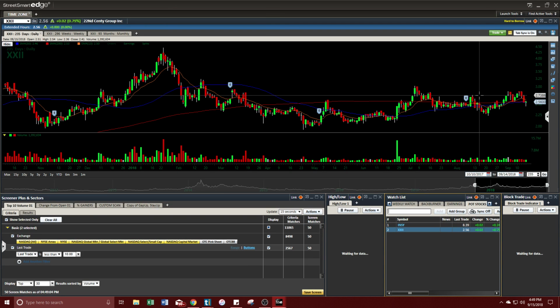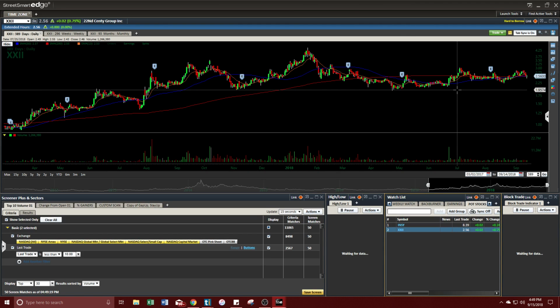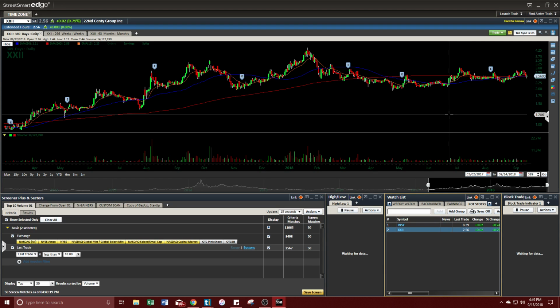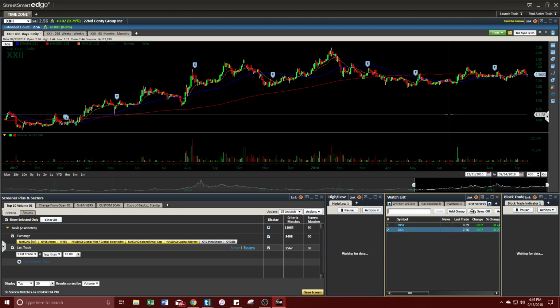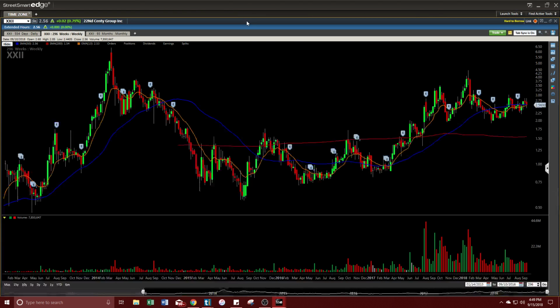So if this starts getting back above, I'm going to say 275, 275 working its way up to $3. This will be worth keeping an eye on. Most definitely. Let's see what it looks like on the weekly.